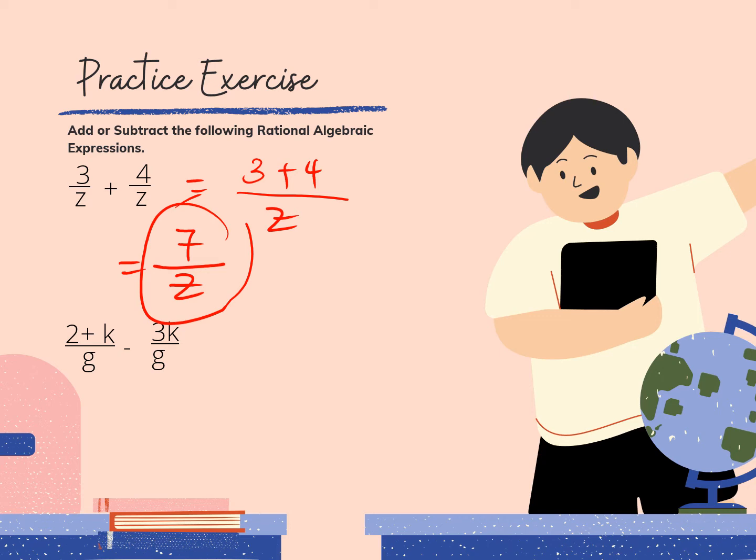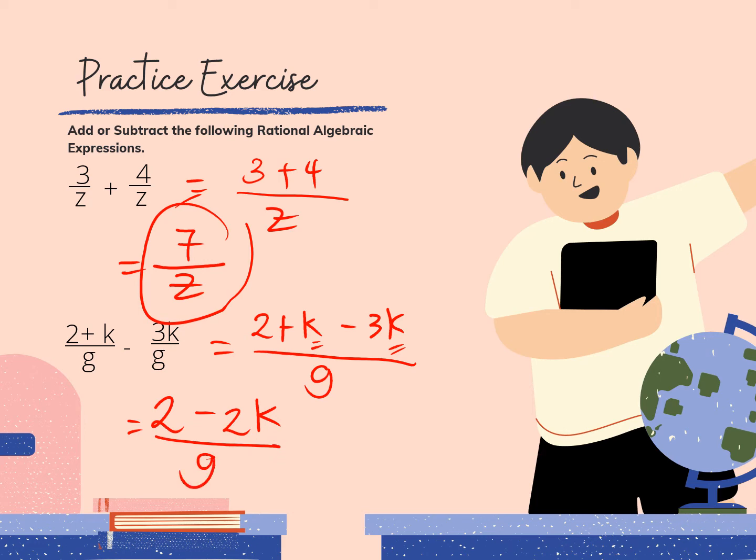So next we have 2 plus k over g minus 3k over g. That will give us 2 plus k minus 3k over g. Combine like terms, so we can combine k and 3k since they are like terms. Just copy the 2, and k minus 3k is minus 2k, over g. Wala nang common factors in numerator and denominator, so that will be our final answer. Okay?